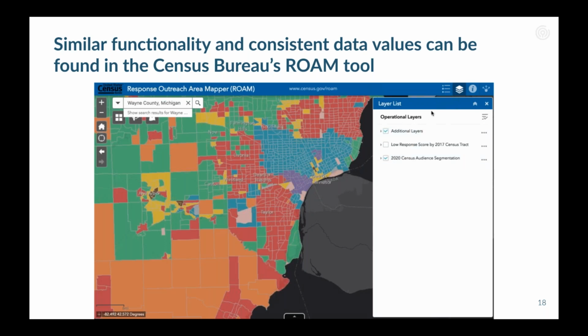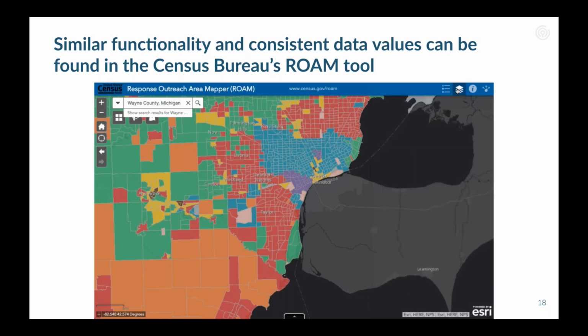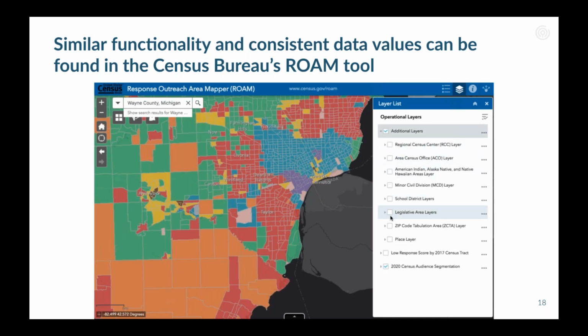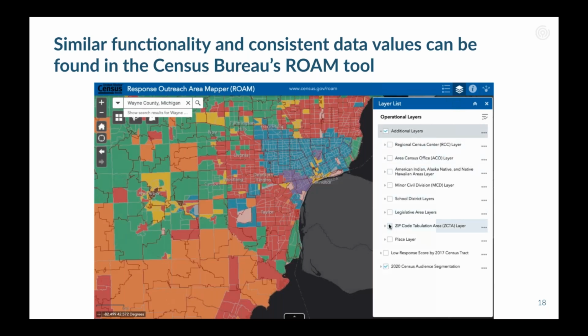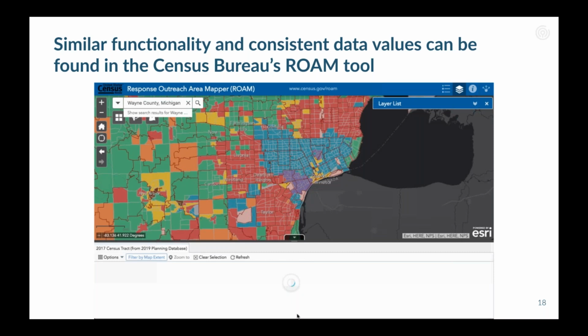For example, here I'm adding a layer that shows the segmentation that the Census Bureau did, which groups every tract in America into one of a certain number of categories. You can also start adding layers such as school districts, legislative districts, zip codes, to help you understand how these boundaries, which don't always match up with census boundaries, overlap with your populations.